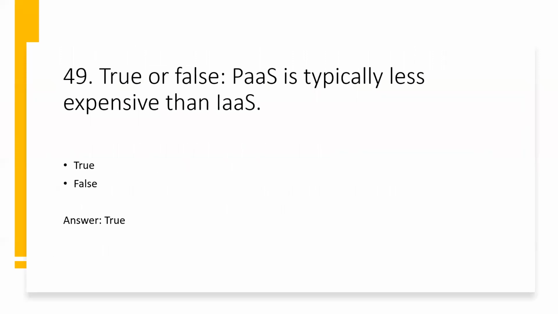Question 49, true or false? PaaS is typically less expensive than IaaS. IaaS, infrastructure as a service. PaaS, platform as a service. If you choose IaaS, you have more responsibilities and more control over the underlying hardware, and it is more expensive. So compared to IaaS, PaaS is less expensive. So here is the right answer, true.